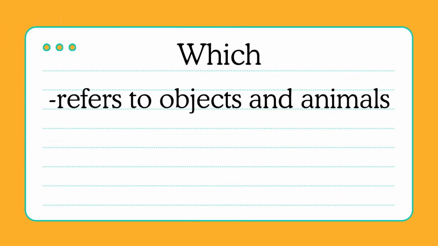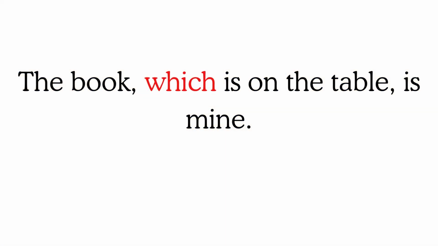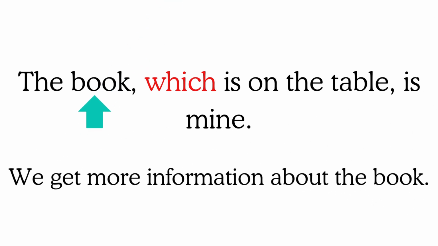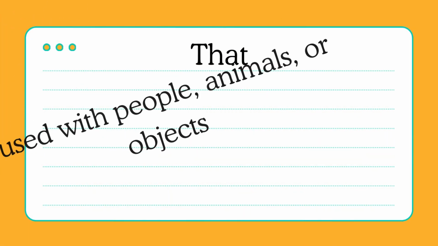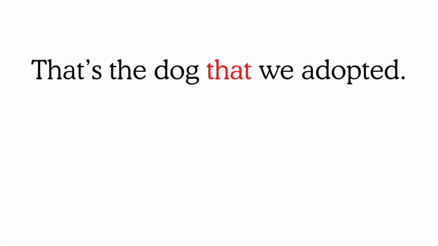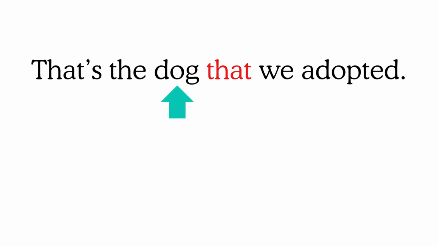Which refers to objects and animals. The book which is on the table is mine. Here we get more information about the book. That is used with people, animals, or objects. That's the dog that we adopted. Here we get information about the dog.